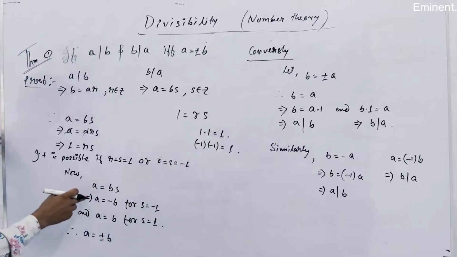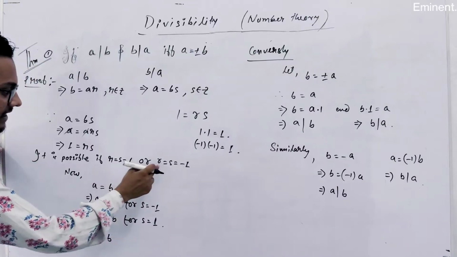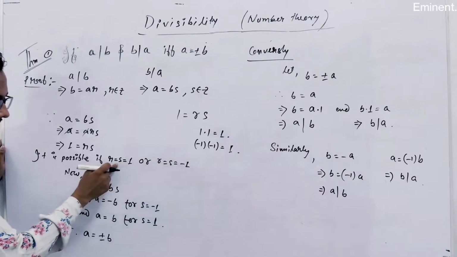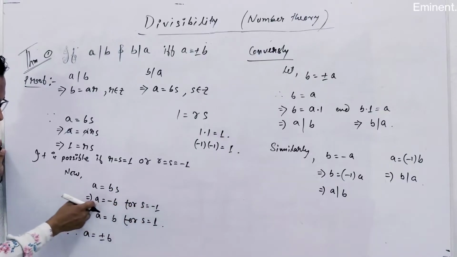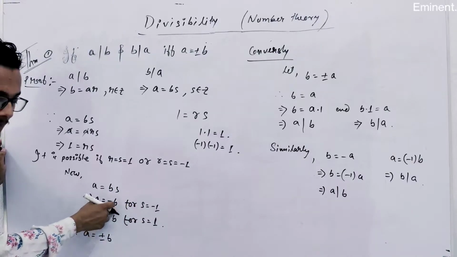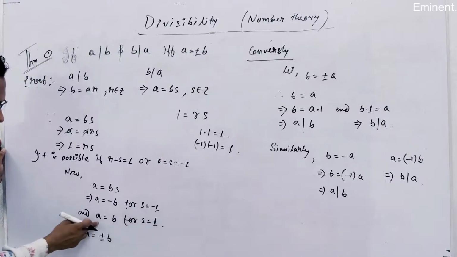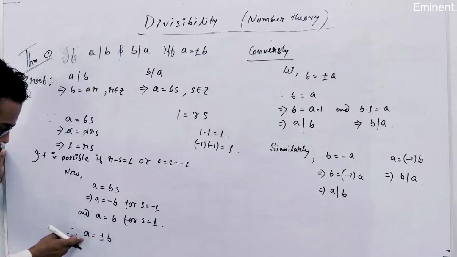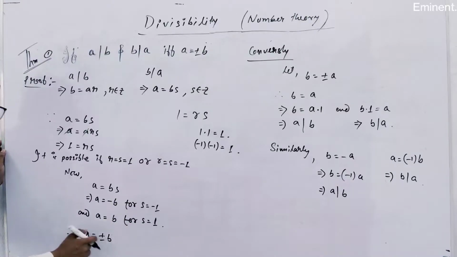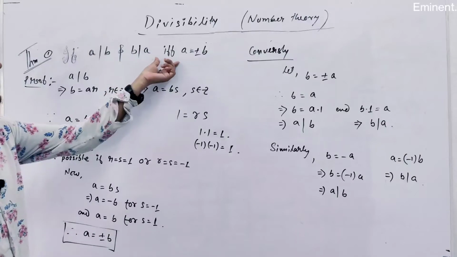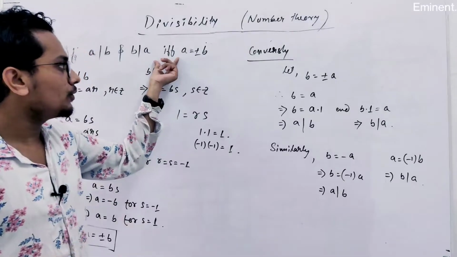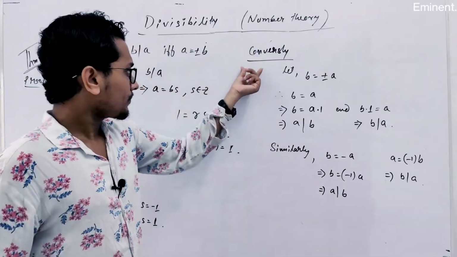Okay, now a equals bs, since s equals minus 1 or s equals 1, let us put the value. If s equals minus 1, then a will be minus b, and if s equals 1, then a will be b. Therefore we can write a equals plus or minus b. Since this is an if and only if statement, we need to show it conversely.